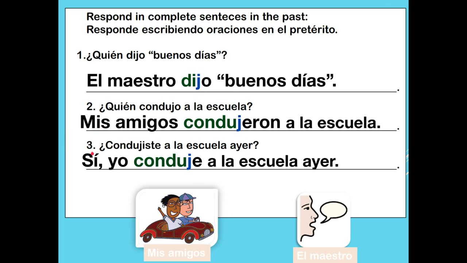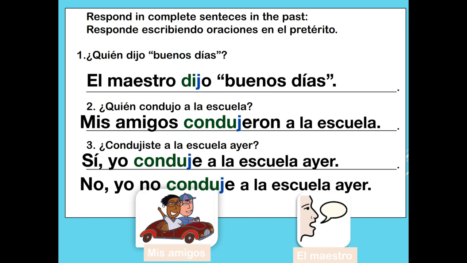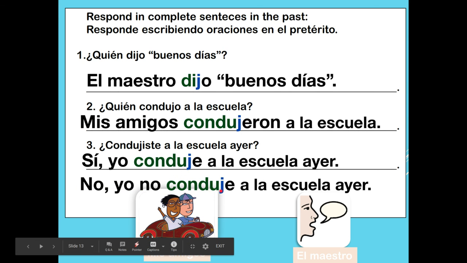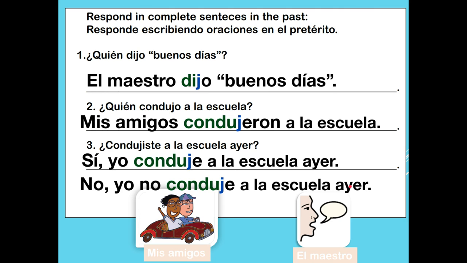Remember, acento over the í to mean yes, no acento means if. And if you say I did not drive, no, I didn't drive. So no, yo no conduje a la escuela. No, I did not drive to school yesterday. Bien. And again, this is just a variation of type of questions that I could ask you.